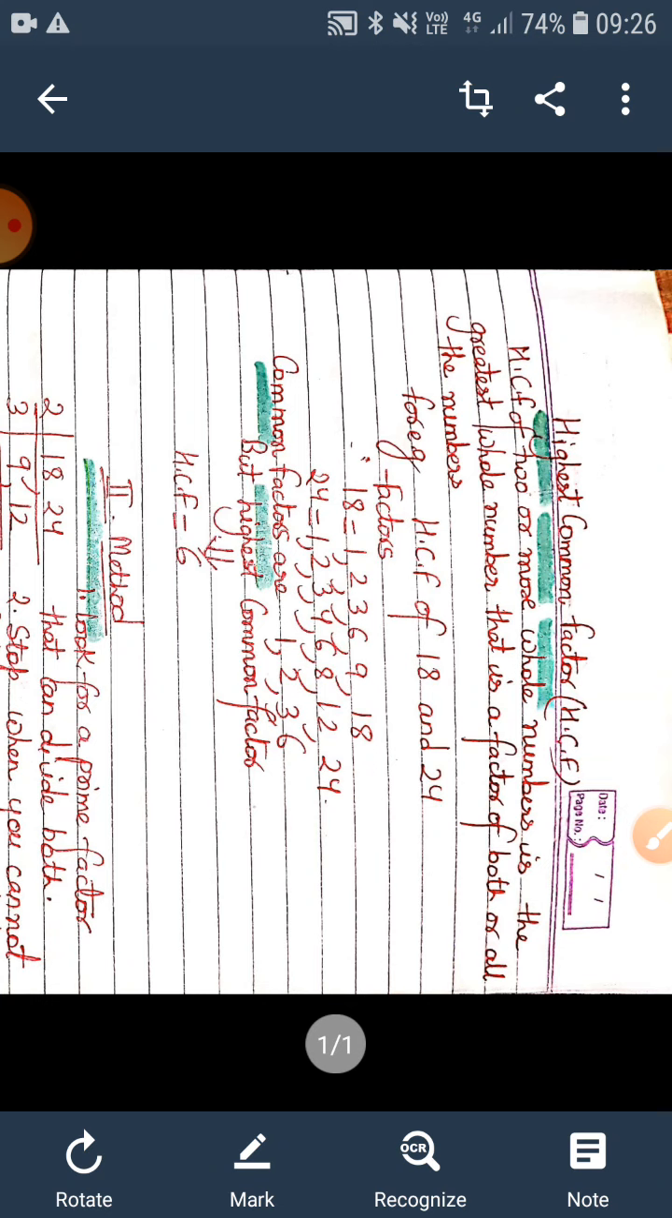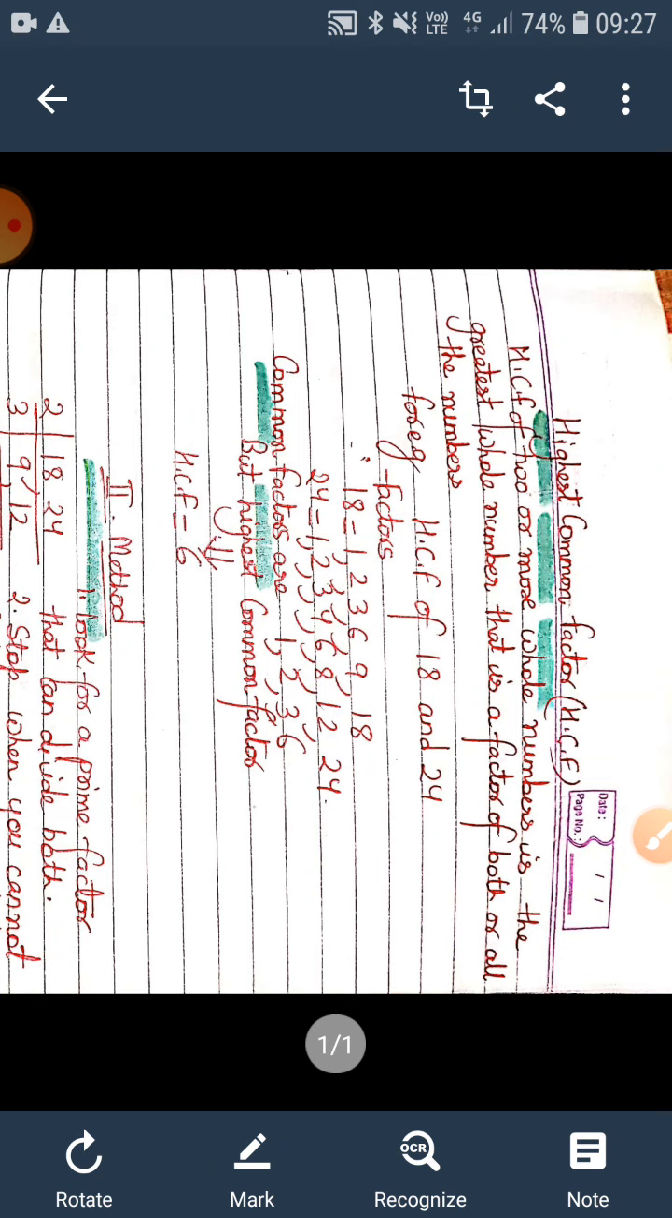So when we are finding for two numbers, it should be a factor of both the numbers and it should be the greatest factor of these two numbers. If we are finding for more whole numbers, then let us say HCF of three whole numbers will be the factor of the three numbers and it should be the greatest factor of those three numbers. So let us take an example.